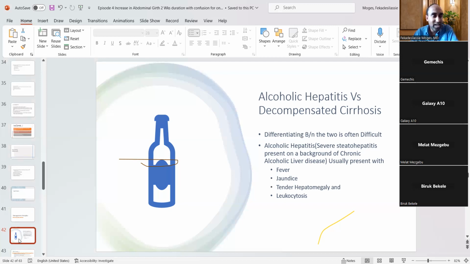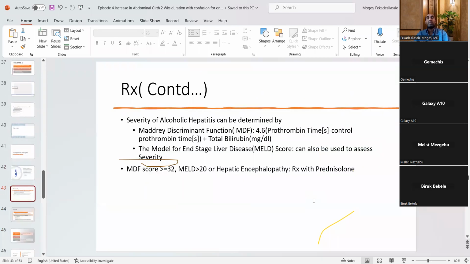እሺ በቃ ቶሎ ቶሎ ብለን ትንሽ ስላይዶች ናቸው የቀሩን። ሲምፕሊፋይ አድርገን እንበል። ያው the principle of management እንግዲህ አሁን it depends on the etiology. Alcoholic hepatitis እና decompensated cirrhosis, like I told you, most of the time it's a little bit difficult. Differentiating between the two is often difficult. Alcoholic hepatitis, fever, jaundice, tender hepatomegaly, and leukocytosis are most of the time present. And that might help you, to find out if you are dealing with acute alcoholic hepatitis.